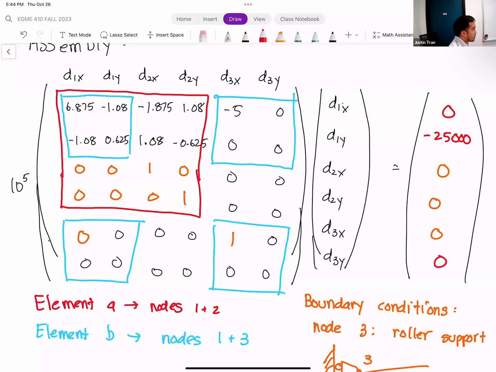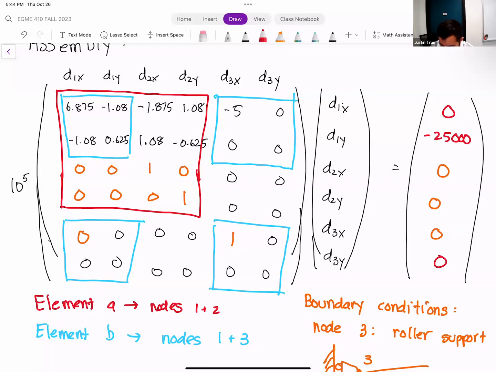All right, and so that's our system. We've done all the steps of the direct stiffness method. We've computed our element stiffness matrices. We've assembled them all together. We've applied the boundary conditions, and now we're ready to solve. Any questions on anything that we've done so far? Okay. All right. So that's good.